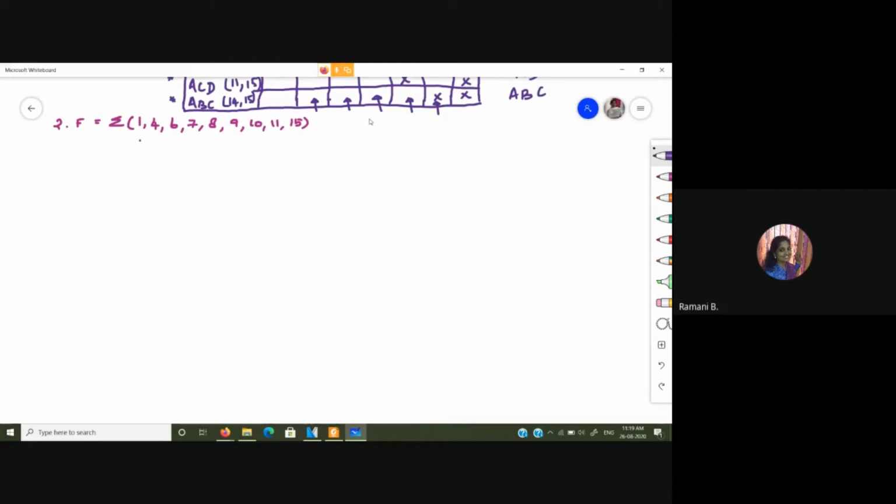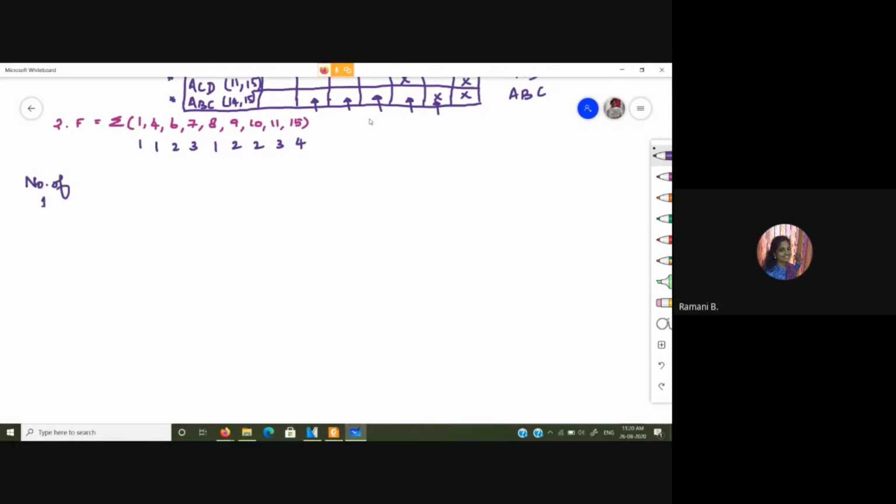for 1 you have one number of 1. 4 is 0, 1, 0, 0. So that is also a 1. 6 is 0, 1, 1, 0. So 2 ones. 7 is 0, 1, 1, 1. So 3 ones. 8 is 1, 0, 0, 0. 9 is 1, 0, 0, 1. So 2 ones. 10 is also 2 ones. 11 is 3 ones. And 15 is 4 ones. Okay. So now let us group them.